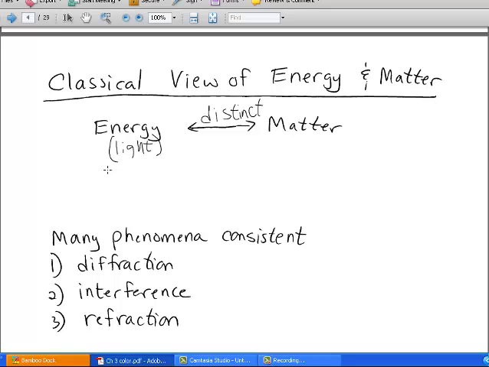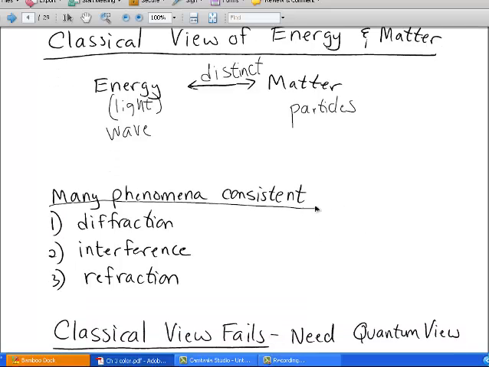Okay, so in the classical view, light is viewed as a wave. Okay, we've talked about waves. And matter is viewed as particles, and they are distinct. And this idea explains a lot of things we observe. Okay, we observe diffraction patterns. That's where light bends around a corner, and that is explained well by the idea that energy and light are waves. Interference, which is related to diffraction, is also explained by this view. And refraction. Refraction is how something bends when it hits a different material.